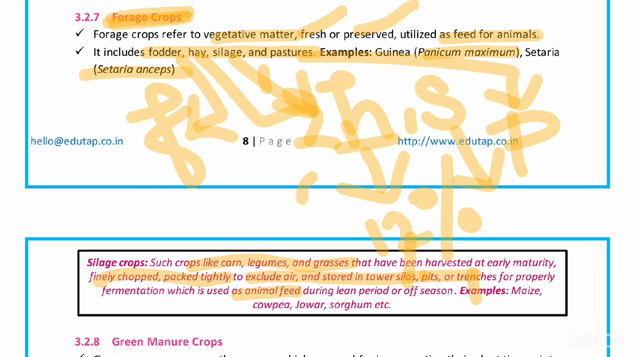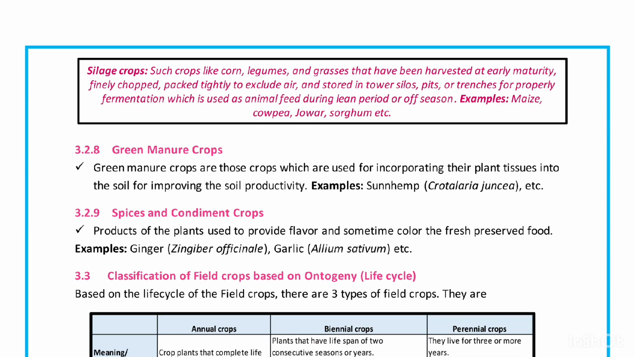Now here it is fermented. The difference between silage and hay is that hay is directly dried and preserved, whereas in silage, fermentation is done. Fodder material is preserved for further use. Clear? So examples of silage crops are cowpea, jowar, and sorghum. You are clear with this?